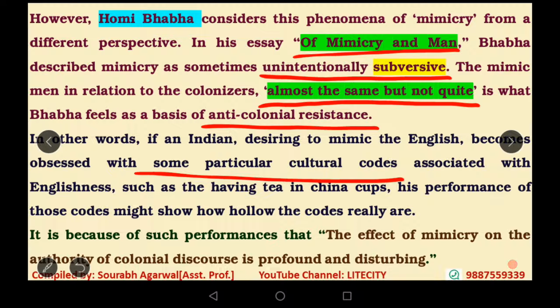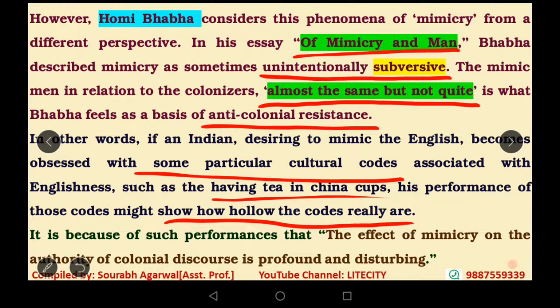can take so many examples which we have copied from Victorian England, like having tea in china cups, preferring spoons and forks in restaurants instead of eating with hands, or wearing, we can say, warm suits. These are all examples of trying to copy cultural codes associated with Englishness, but the performance of the mimic man might show how hollow the codes really are, how they are completely disassociated with the values they were supposed to represent.